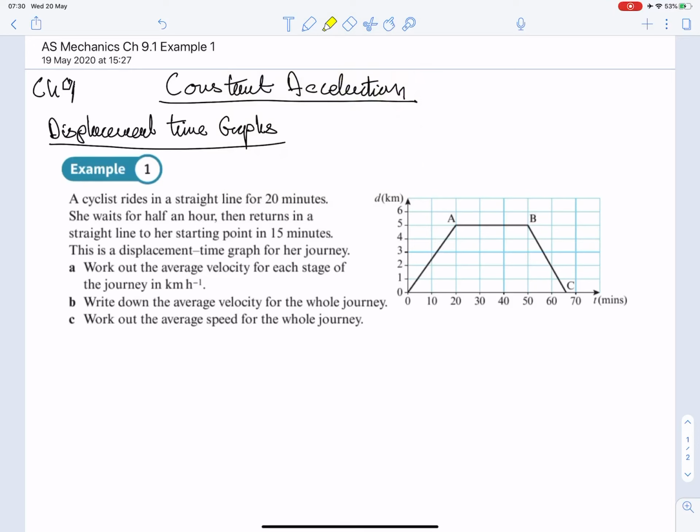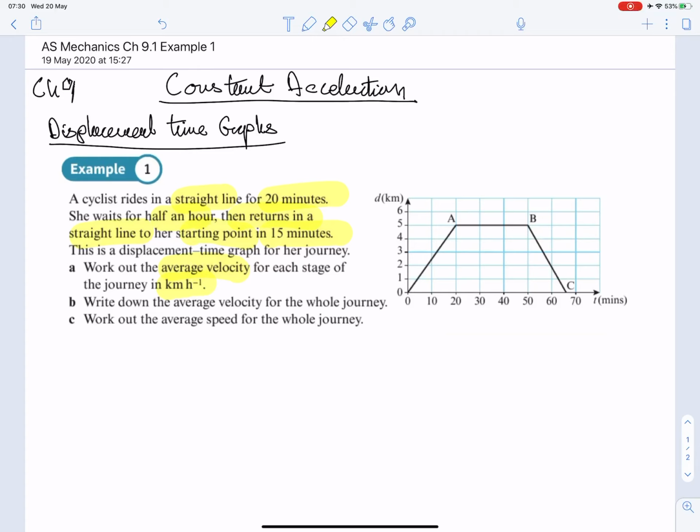A cyclist rides in a straight line for 20 minutes. She waits for half an hour, then returns in a straight line to her starting point in 15 minutes. This is a displacement time graph of her journey. Work out the average velocity for each stage of the journey in kilometres per hour.